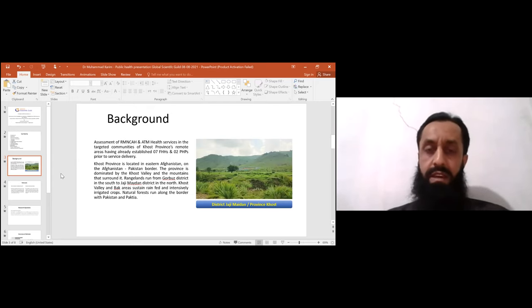The 7 FHHs were established with the funding of UNDP, the United Nations Development Program, and the technical assistance of the Ministry of Public Health of Afghanistan, and 2 already established private clinics were run by local community members there. This kind of research study is very rare in the Afghanistan scenario, as one was done here in Khost, and the second in Badakhshan province at the same time.